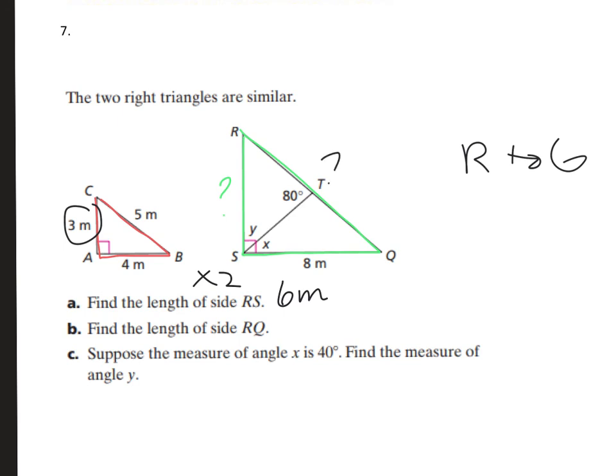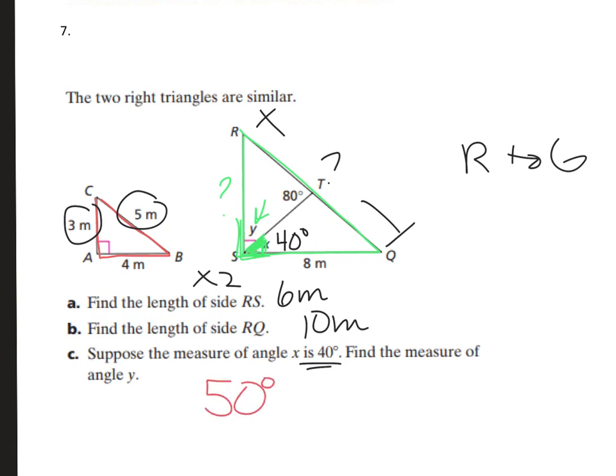Now find RQ. So we know the scale factor is 2, so multiply 5 times 2 and you get 10 meters. C, suppose the measure of angle X is 40 degrees. Find the measure of angle Y. So this symbol right here means it's a right angle. This symbol means that this makes a 90-degree angle. So if this angle is 40, and these two have to add up to 90, then Y has to be 50 degrees. Because 40 plus 50 adds up to 90.